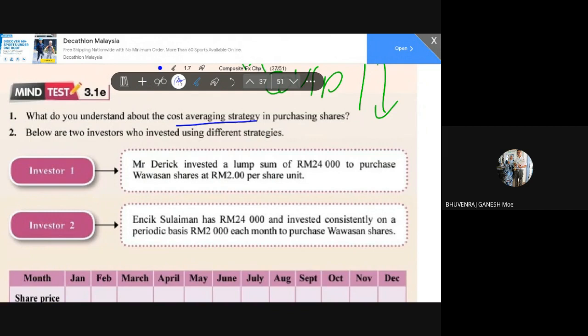Can be used to invest a fixed amount of money. Yeah, okay, good. You can add on also. Yeah, that's the keyword I want to see. Yeah, very good. Regular intervals, monthly or yearly. So always remember there's a time frame when we talk about cost averaging strategy. Lump sum is different. So that's the key. I think that's good already.